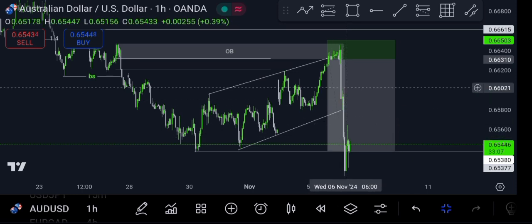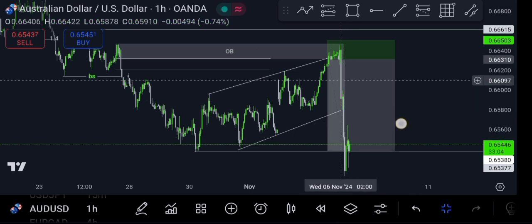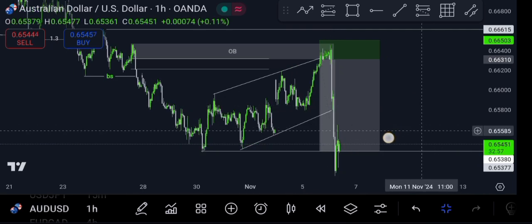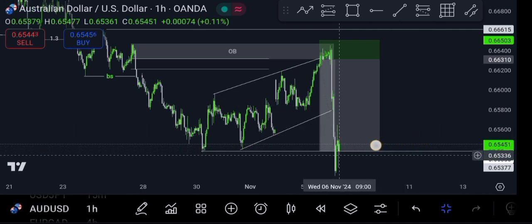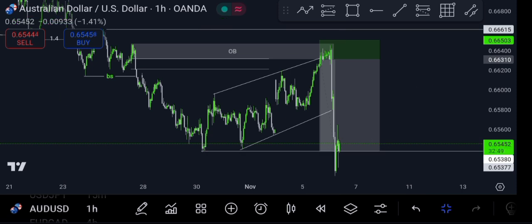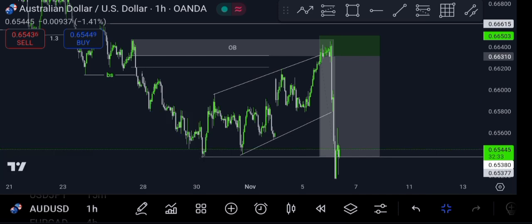1, 2, 3, 4 candles. It took 4 candles to hit my TP from this order block to this low here. So yeah, I was already out when price came to this low. I hope you took some valuable lessons in this video. This was a beautiful trade. Last week I took, I think, 3 trades and I lost all 3 trades. But with this trade alone, I'm up by 2%.